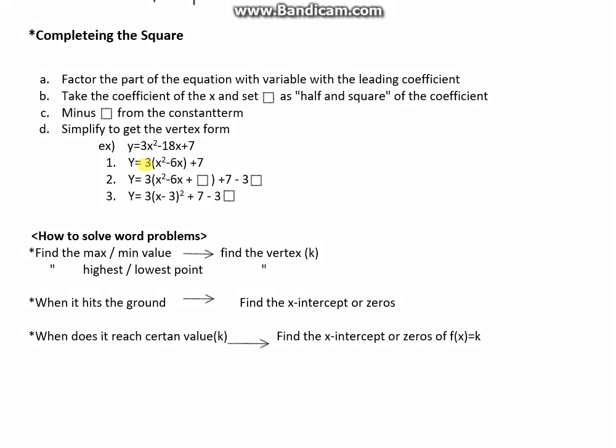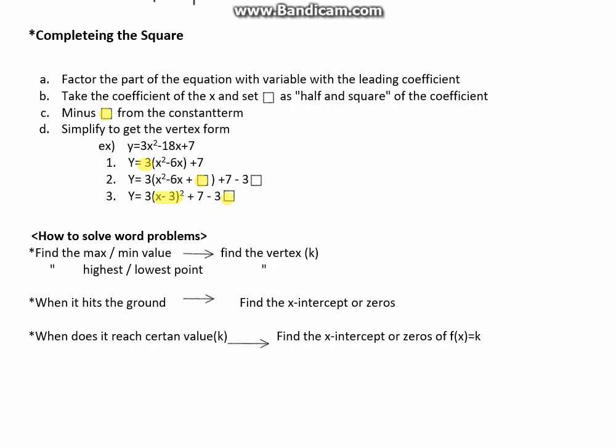And the next part would be to take the coefficient of the x, halve it, and square it. So you would halve and square it, so it would be this part. So basically this square would be the half of the coefficient of x, squared. And then next is c minus the square from the constant. So it would be this part, and then simplify to get the vertex form. Basically, it would just be this. Okay, next, moving on.